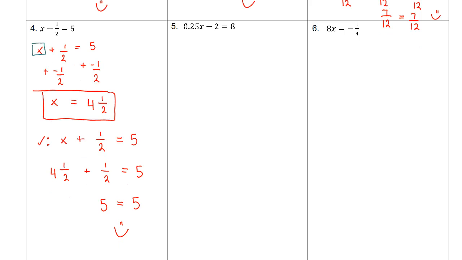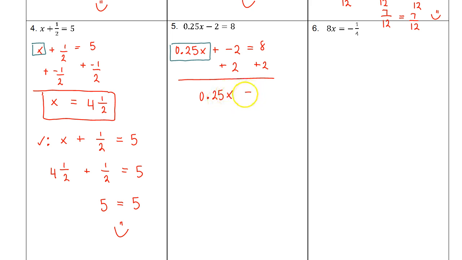So what I notice about number 5 is we have decimals instead of fractions this time. Okay, we can work with the decimals. I have 0.25x plus -2, using the definition of subtraction, equals 8. So my variable term is a decimal, and I want to isolate that first on the left-hand side. So if I add +2, -2 and +2 will be 0. Of course, I have to add that on the right side as well. So all that remains on the left is 0.25x, and on the other side I have a +10.